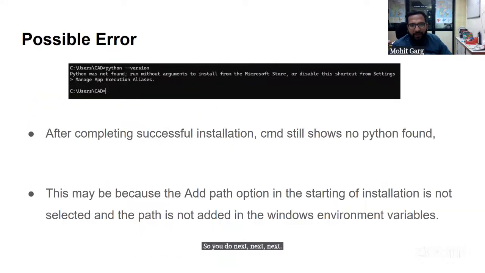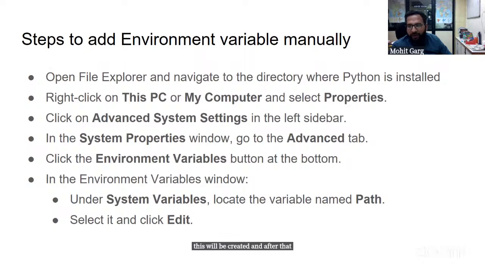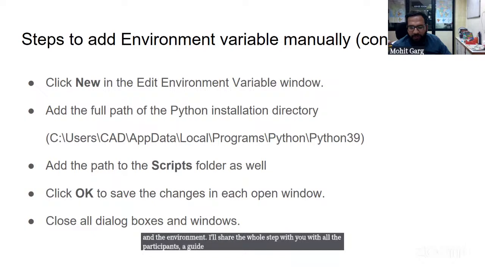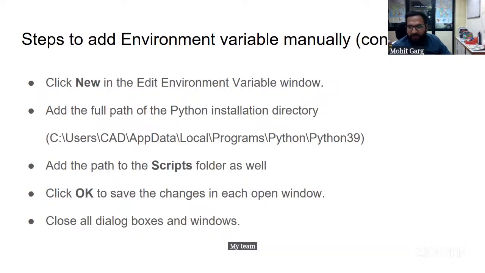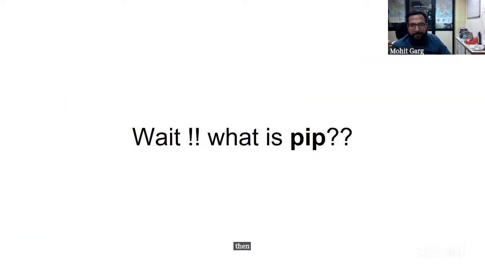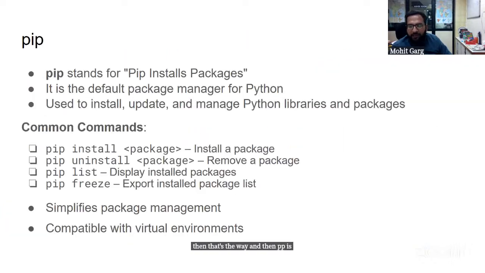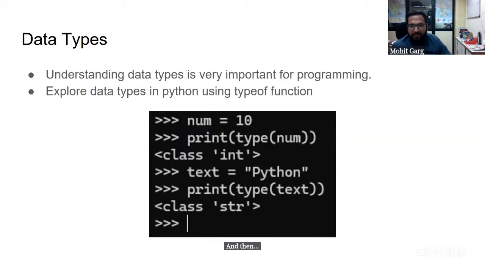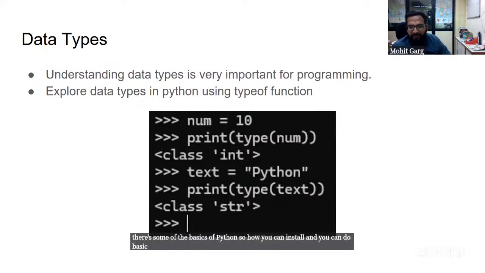This will be created, and after that you need to create an environment. I'll share the whole steps with all the participants as a guide. My team member is preparing that, so that it will be useful for librarians to build a chatbot in their libraries. Then pip is the second package, which helps in installing Rasa. Those are some of the basics of Python: how you can install it and do basic computation.